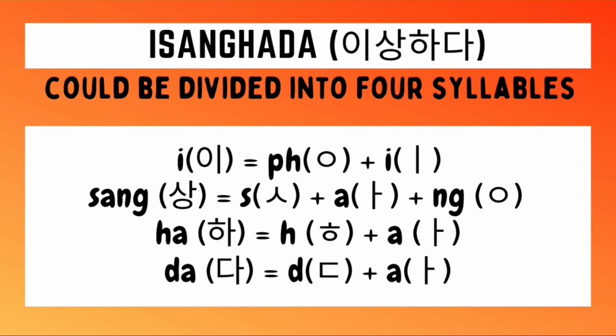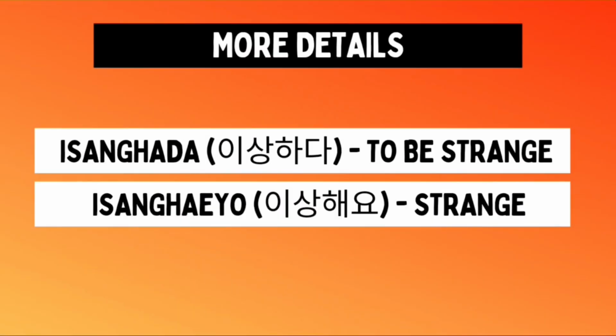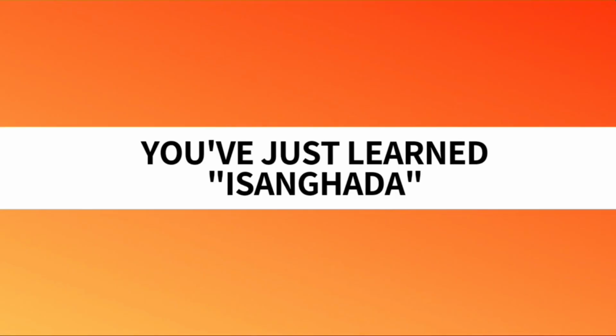And after that, we just need to combine the hangul for each of these four syllables to form the hangul of the word 이상하다. So here are just some more information about 이상하다. 이상하다 is considered a root verb since it has da at its ending, and it means to be strange. When it is conjugated, an example here is 이상해요, and it means strange or the present state of being strange. So 이상하다 means to be strange, and 이상해요 is strange or the present tense of 이상하다. And with that, you've just learned 이상하다.